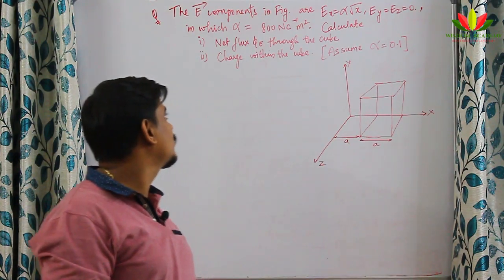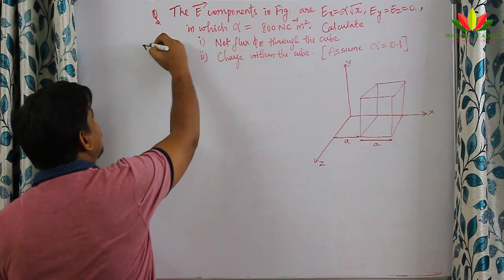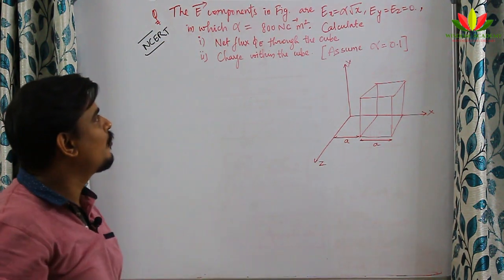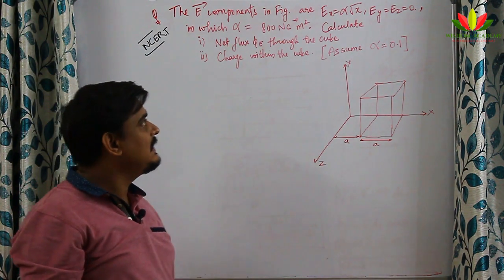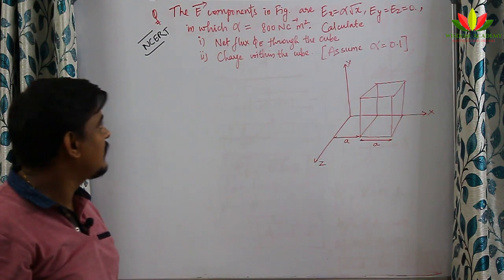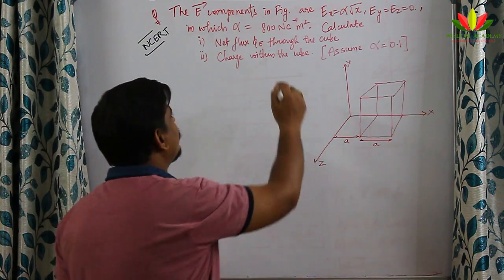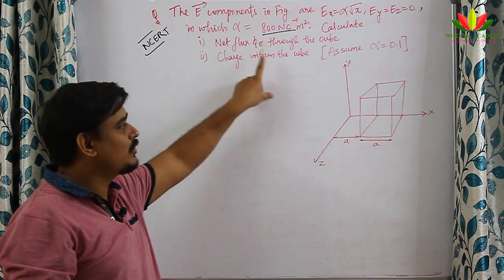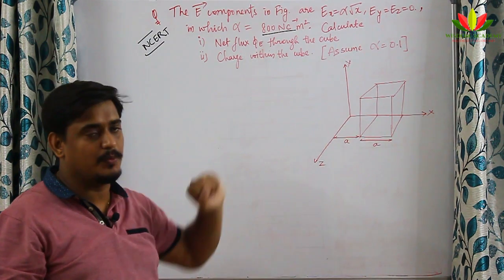Let us see one more question. This question has been taken from NCERT. The question says, the electric field components in the figure are Ex equal to alpha root x, Ey and Ez equal to 0, in which the alpha value is given as 800 Newton per coulomb meter square. You have to calculate the net flux through the cube and the charge within the cube.